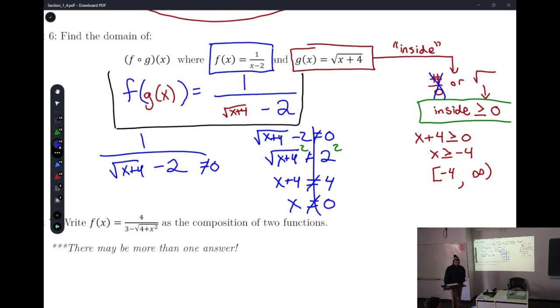Now we really do have to point something out here as well. And that is, is there another bad number in the blue function, in the total function? Is there something else that can make the blue function bad? Don't even look at the red. Is there something else that can make the blue function bad? Would 4 make it bad? 4 plus 4 is 8. Square root of 8 minus 2. That feels okay.